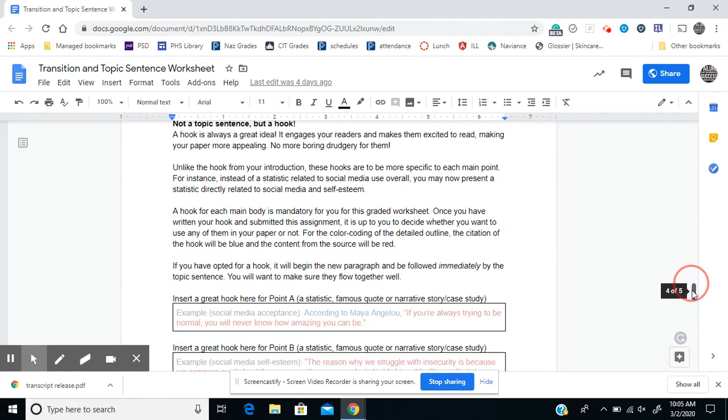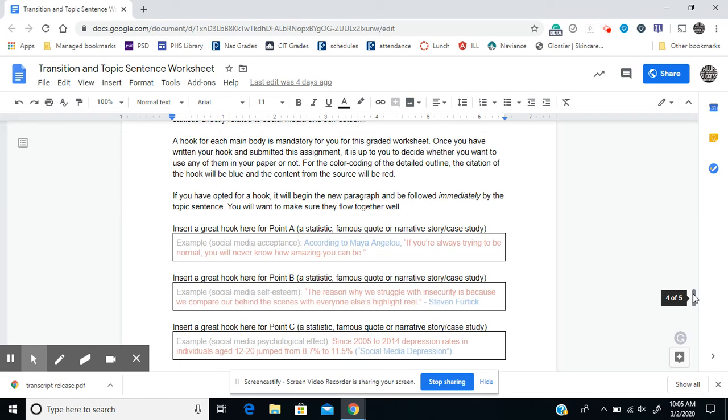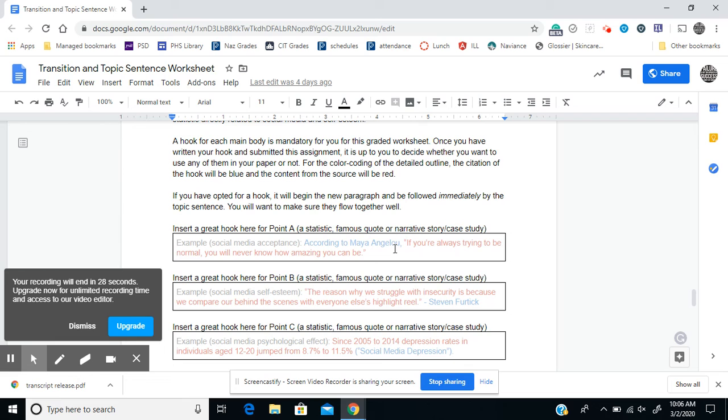Our worksheet asks that you create a hook. So for the hook, you might be able to jazz up each main point with a hook: a statistic just focused on that topic, a famous quote, or a narrative case study story that just talks about that specific point A, point B, or point C, which is unlike the intro where you talked about the topic generally. So I found a quote from Maya Angelou that talks about social media acceptance. It says, if you're always trying to be normal, you will never know how amazing you can be.